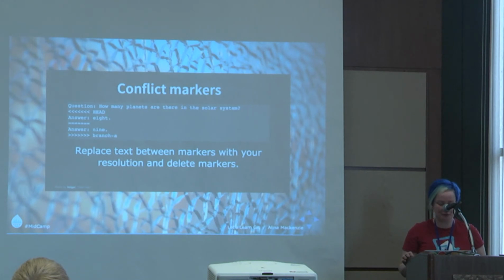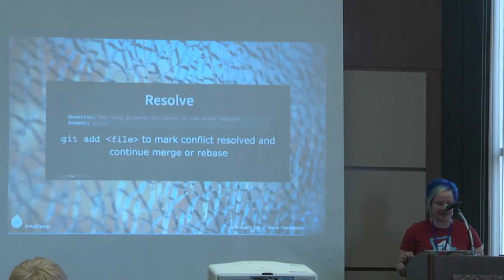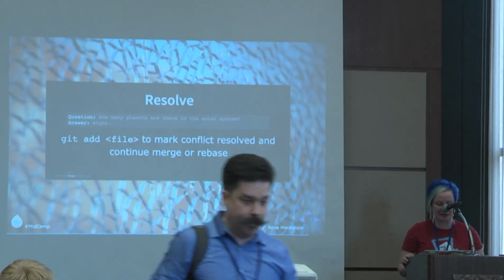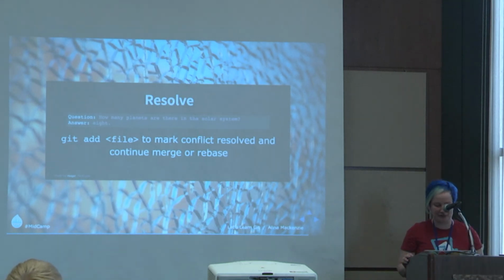So to fix the conflict, we replace the text between the markers with our resolution, and then delete the markers. So here's how the resolution would look. We just delete the markers and leave whatever is the correct content. And then we do git add file to mark the conflict as resolved and to continue the merge or the rebase.